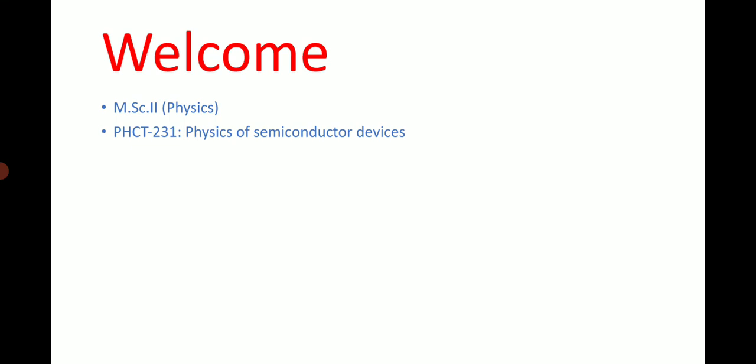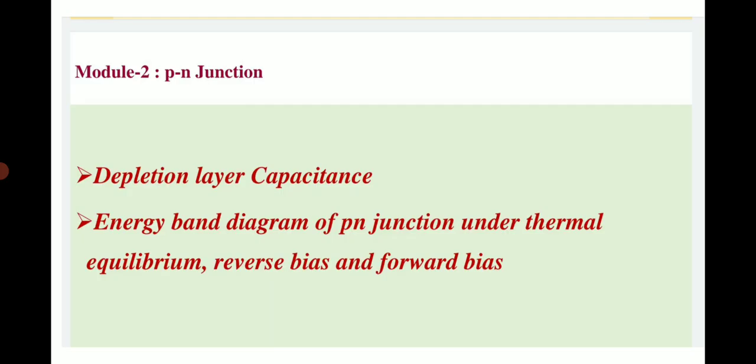In some previous video, we discussed module number 2. We will start module number 2, and some points were covered in the previous video. In this video, we will cover the next points of module number 2. We will cover two points: the depletion layer capacitance, and second, the energy band diagram of the PN junction under thermal equilibrium, reverse bias and forward bias.